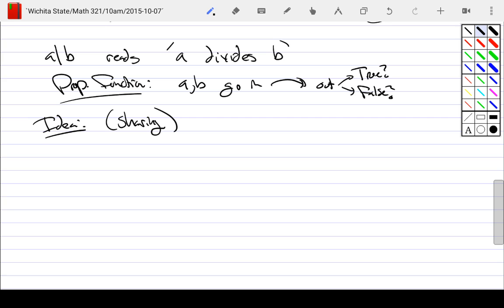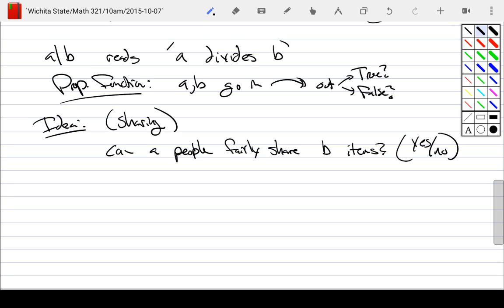And so the idea is really this. Can A people fairly share B items? Yes, no. That's divides.